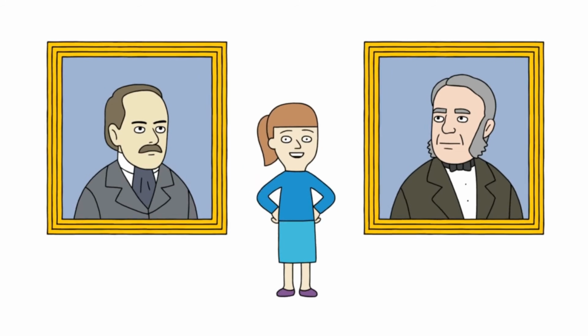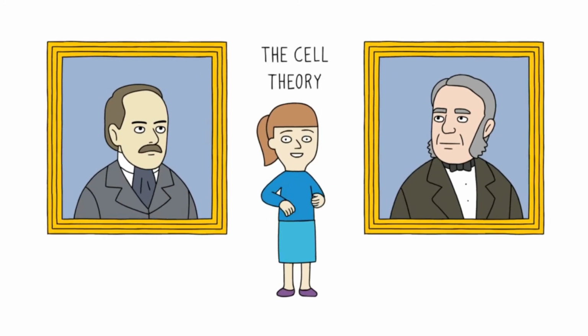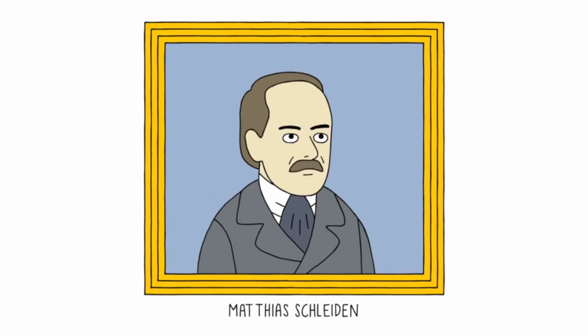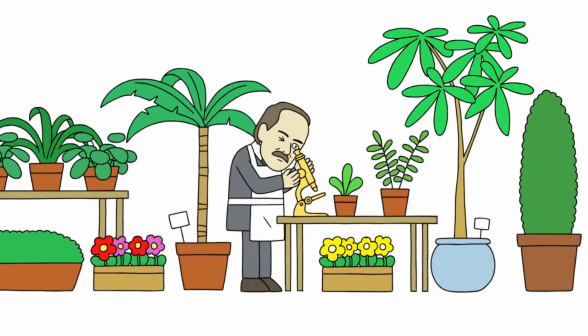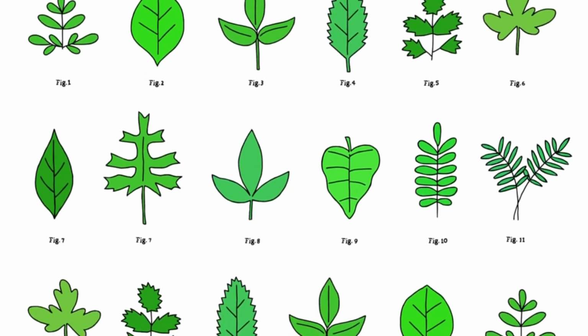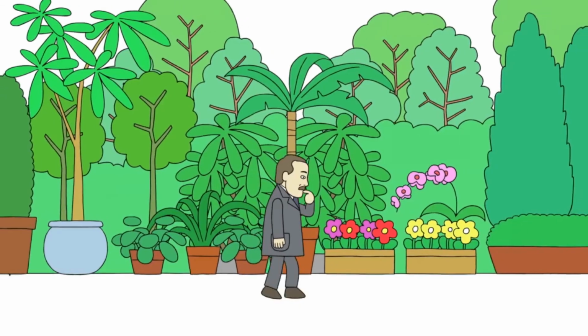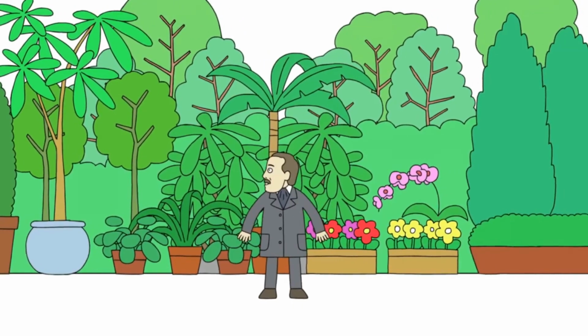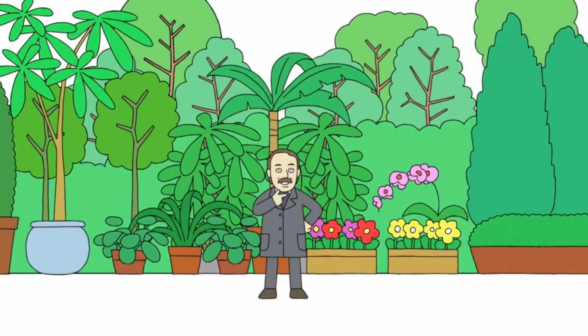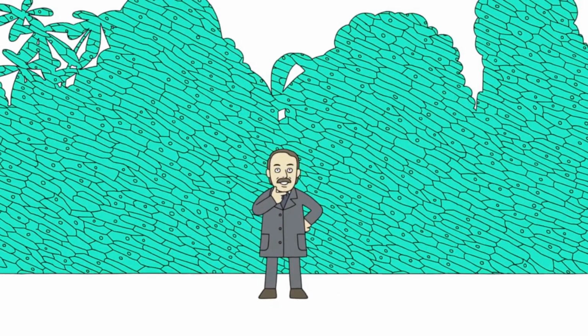but helped tie together what we now know as the cell theory. The first scientist was Matthias Schleiden, a botanist who liked to study plants under a microscope. From his years of studying different plant species, it finally dawned on him that every single plant he had looked at were all made of cells.